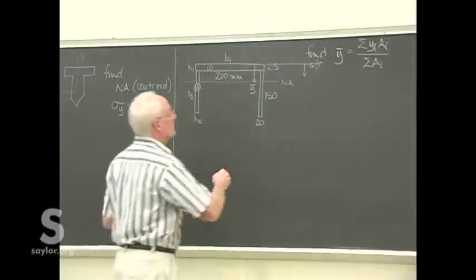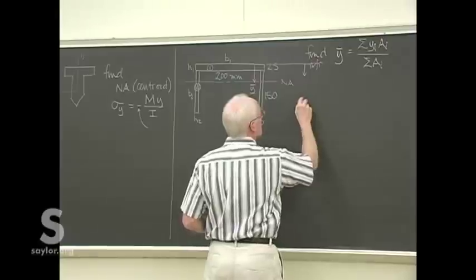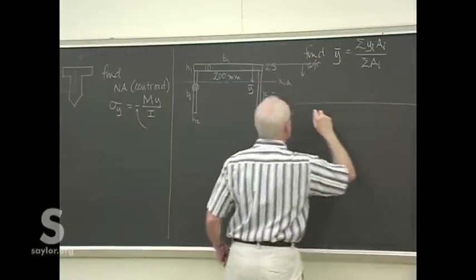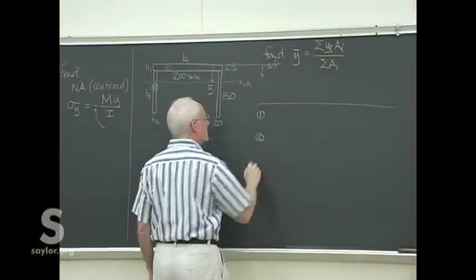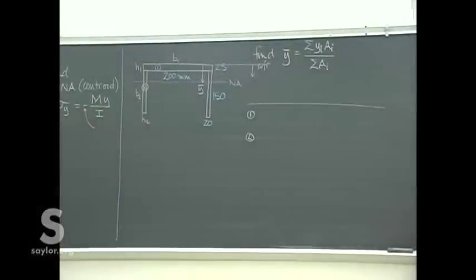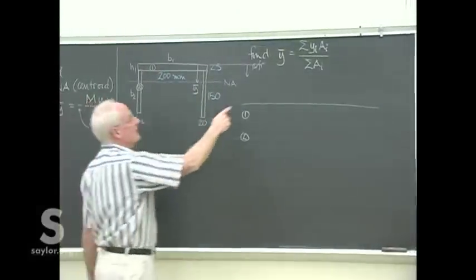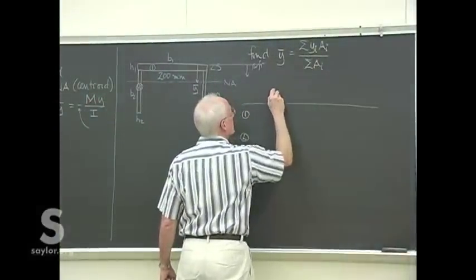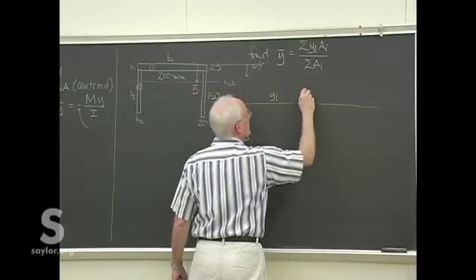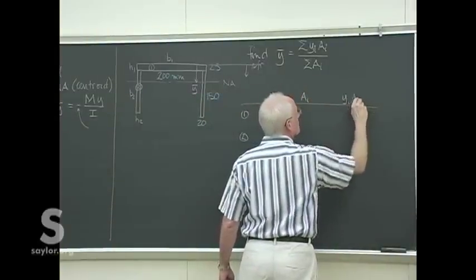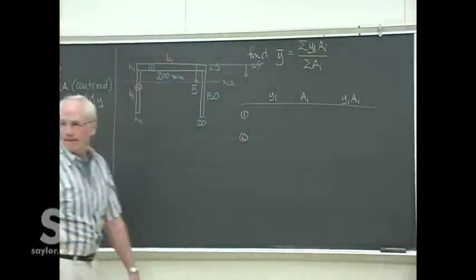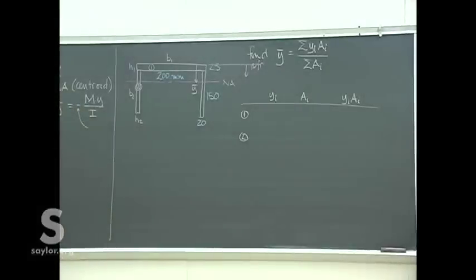All right, so I think it works well if you make yourself a little table, just less chance of making some kind of error. So we have these two parts here. For each of them, we're going to need to locate the centroid, for each of them we need the area, and then for each of them we need the product of those two. So it works nicely if you do it in a table.